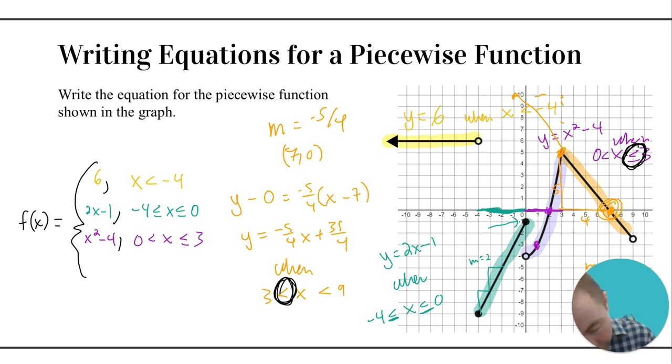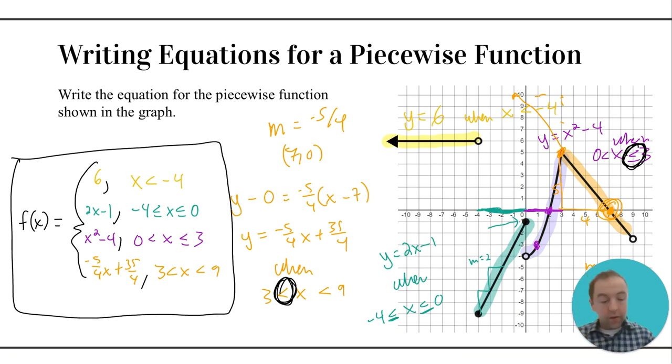And then finally, when we have -5/4 x plus 35/4, and then when x is greater than 3, and also less than 9. So this is what we would want right there to be able to write the equation for that piecewise function.